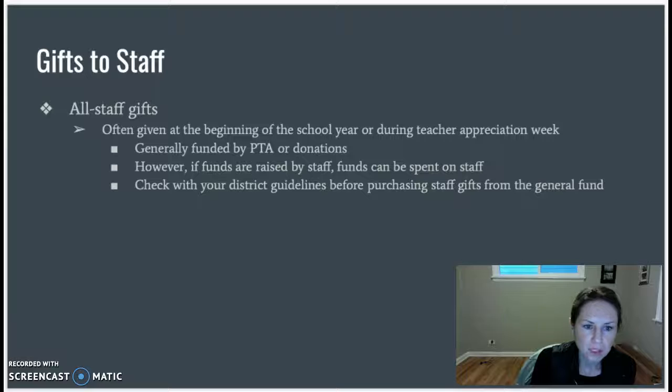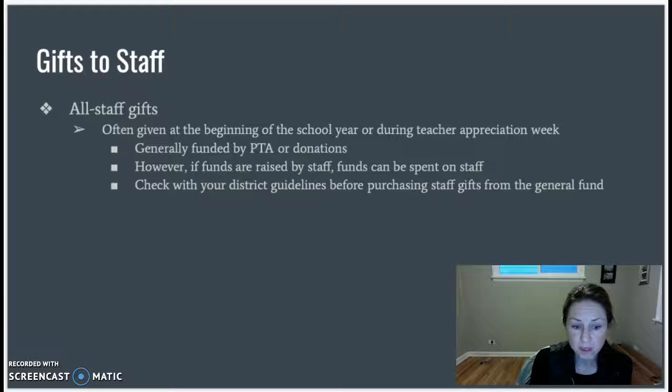Finally, gifts to staff might include all-staff gifts. This can happen oftentimes at the beginning of the school year or during Teacher Appreciation Week. These are generally funded by PTA or donations. However, if funds are raised by staff, funds can be spent on staff. So if a staff member participates in or does their own fundraiser, the money can then be spent on themselves.